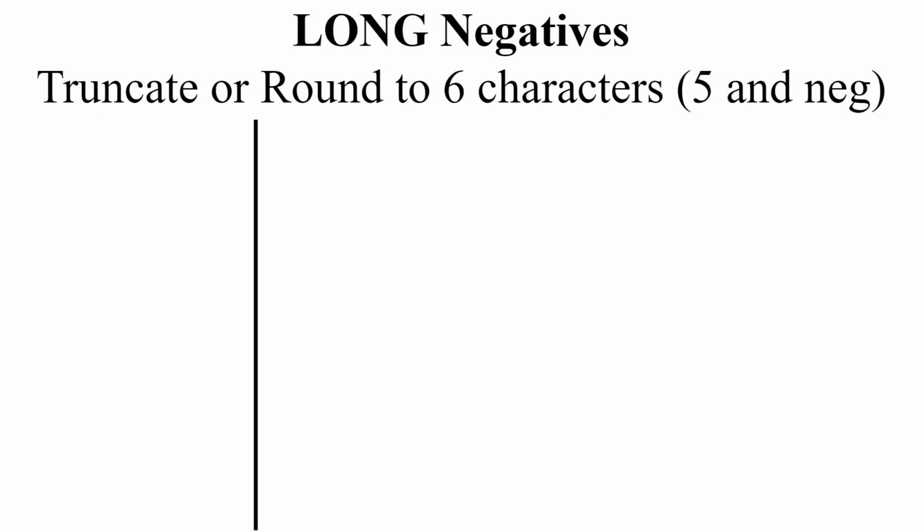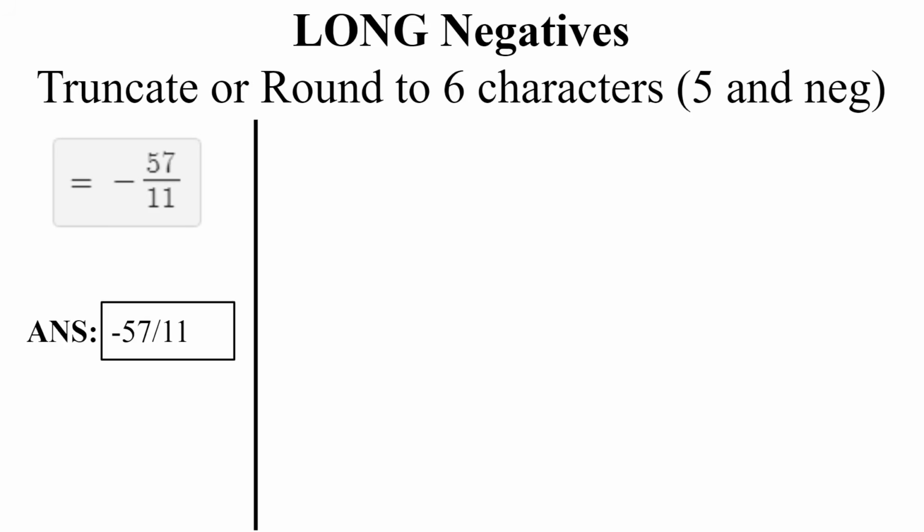So for this one, negative 57 over 11. So 57 slash 11, that's 5 characters. So I would put negative 57 slash 11. Boom, that would be marked right. I would just stop there.